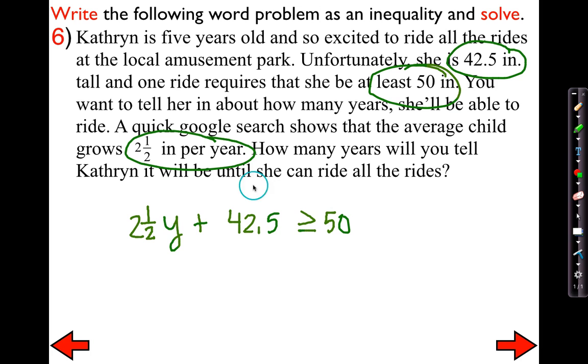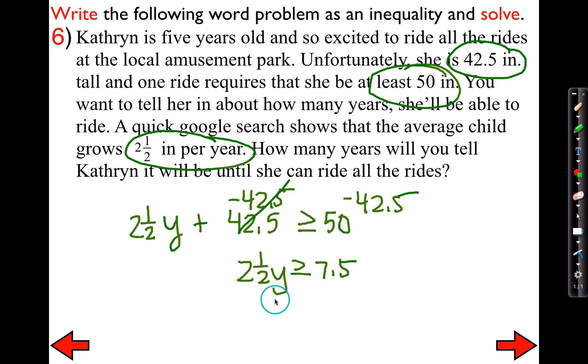So here's our inequality. We're going to solve by first getting rid of the constant by undoing addition. And now that's going to leave me with 2.5y is greater than or equal to 7.5. Now all we have to do is divide both sides by 2.5 to create a 1 using the multiplicative inverse. And y is going to be greater than or equal to, and again, the signs didn't switch because we were dividing both sides by a positive number.